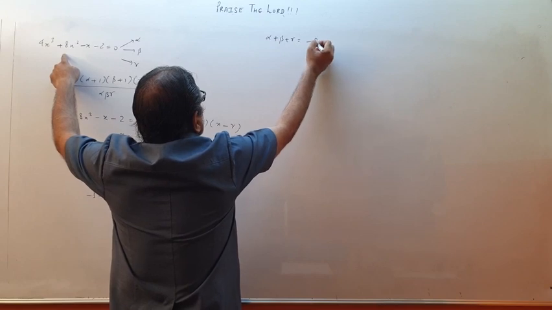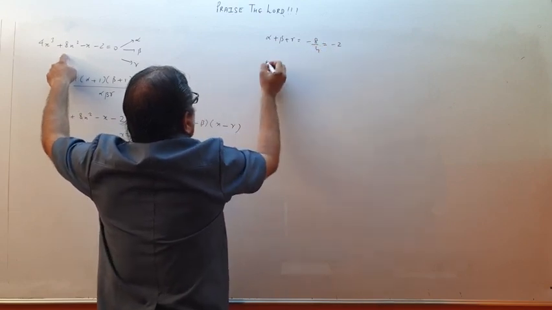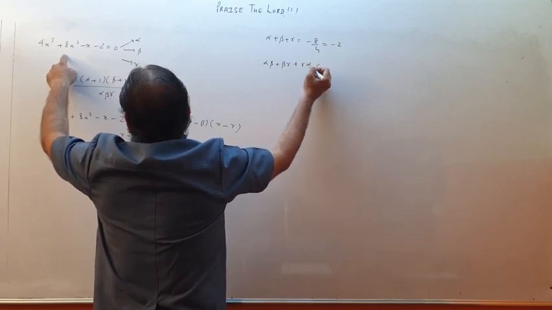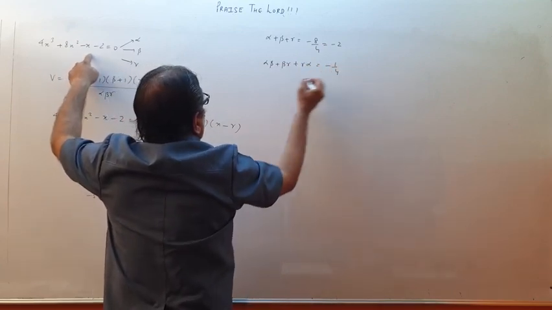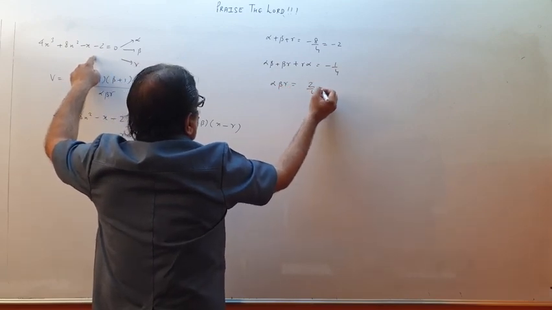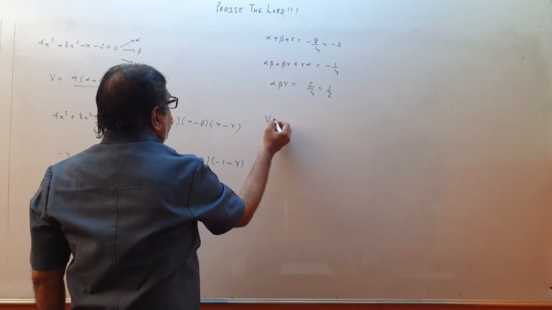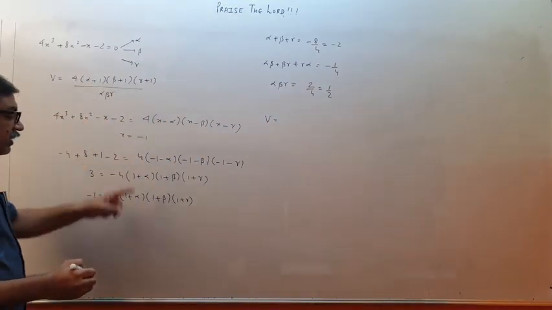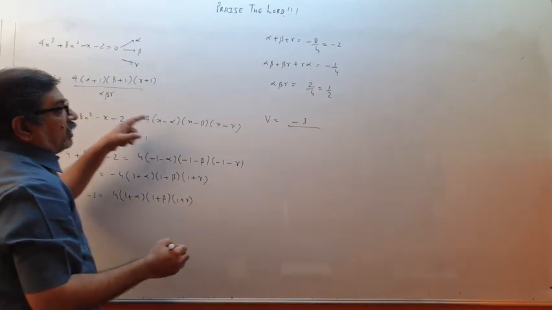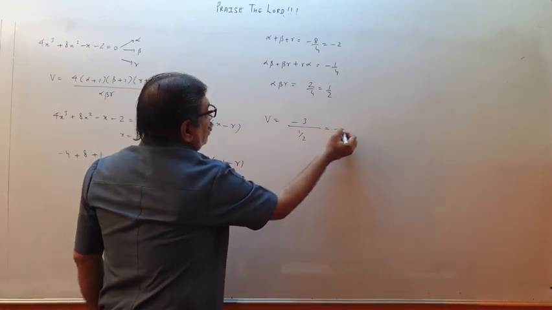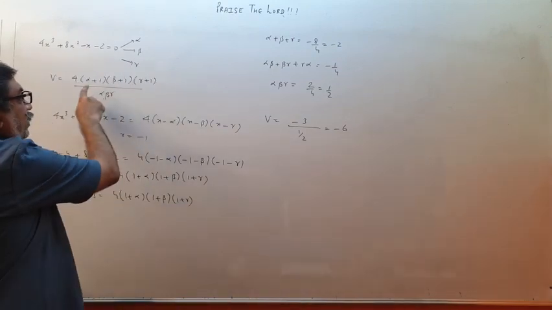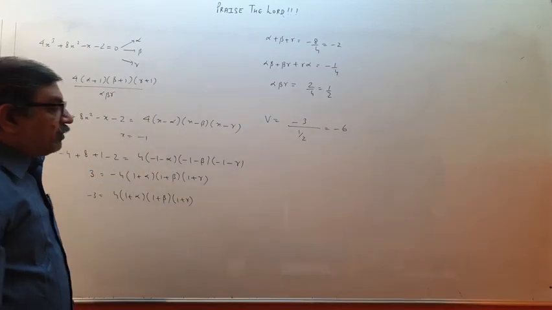Then alpha plus beta plus gamma will be minus 8 upon 4, that will be minus 2. Alpha beta plus beta gamma plus gamma alpha will be minus 1 upon 4. And alpha beta gamma will be 2 upon 4, that is half. So now the value required is 4 into this, that we have got, minus 3, upon alpha beta gamma, that is half. The answer is coming out to be minus 6. Okay children, whenever the same number is added or subtracted from alpha, beta, gamma, apply this trick.